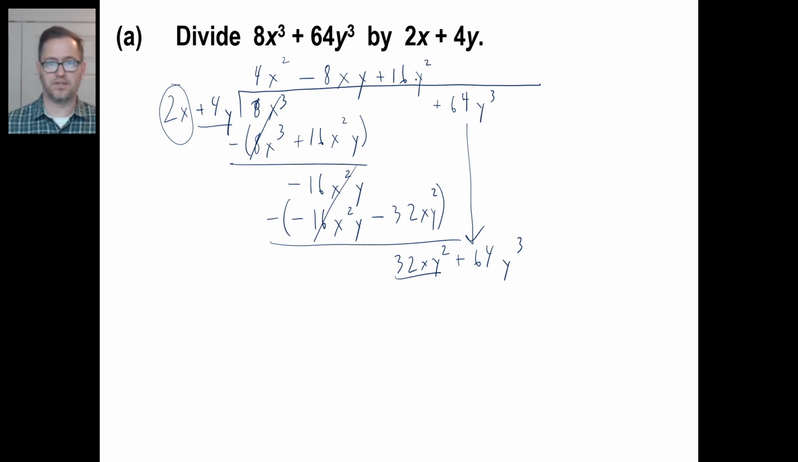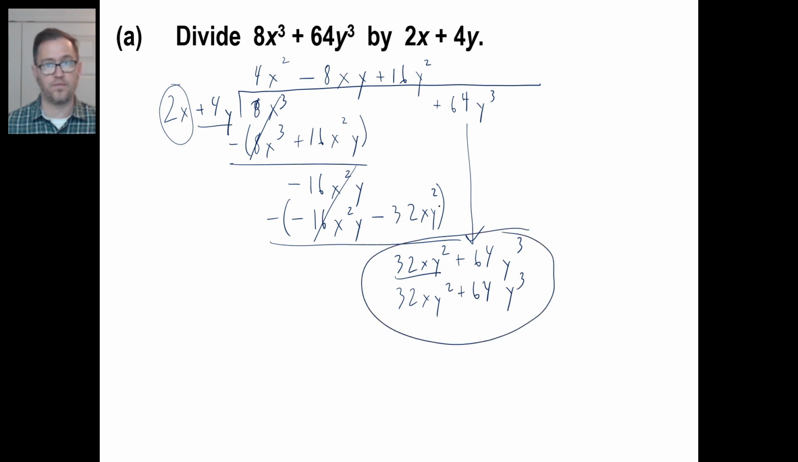All right, so 16y squared times that, of course, is going to be the same thing. 16 times 4 is 64. y squared times y is y to the third. And notice again, these two just subtract out perfectly. So that is your perfect answer with no remainder.